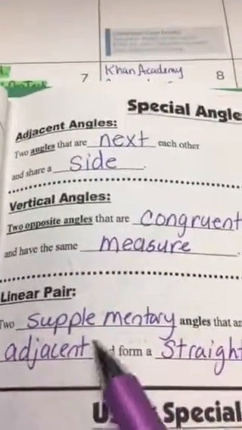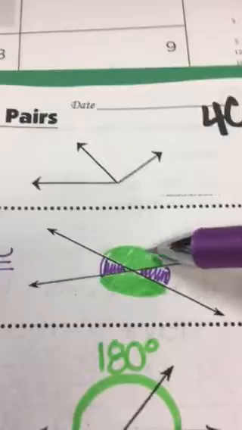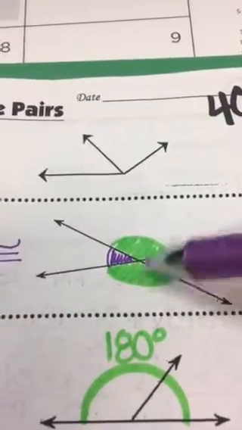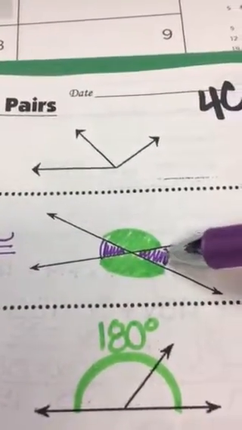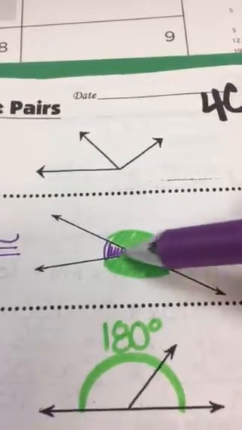Vertical angles are two opposite angles that are congruent, and they have the same measure. There's the congruent sign. So these two angles that are green are opposite and they have the same measure, and the purple are opposite, have the same measure.